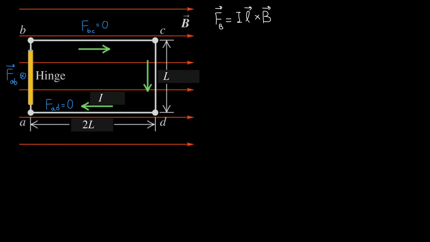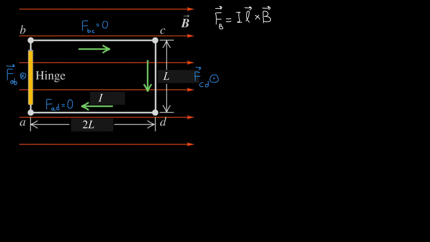So there is a force acting on segment AB, however, that's where the hinge is. So this force is applied at the hinge, consequently it cannot create any torque. So torque created by force AB is equal to 0.